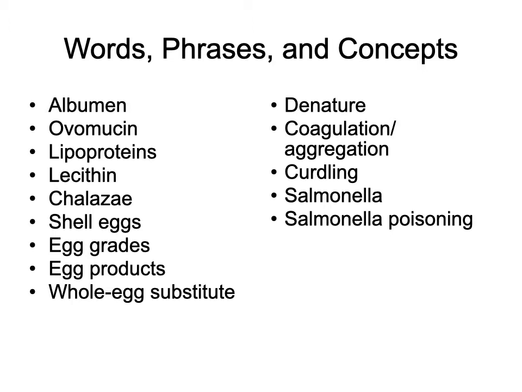Whole egg substitutes. There are egg substitutes for those who want something that doesn't have cholesterol in it. You can find they're basically egg whites that have been colored, but we'll talk about those somewhat. And we're going to talk more about protein and how proteins denature, how they coagulate, the curdling of protein and how that can happen all of a sudden. And we'll also talk about some food safety as we wrap up this presentation.